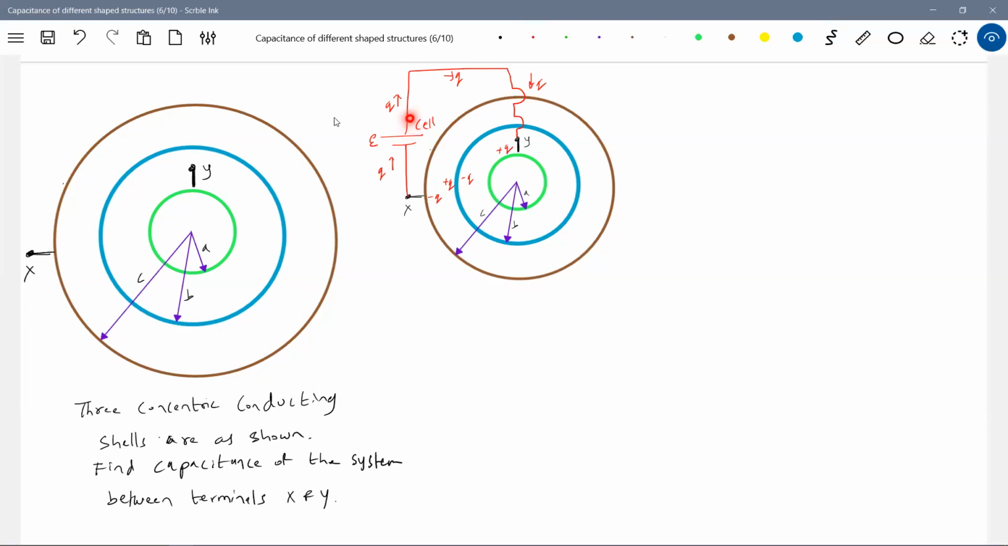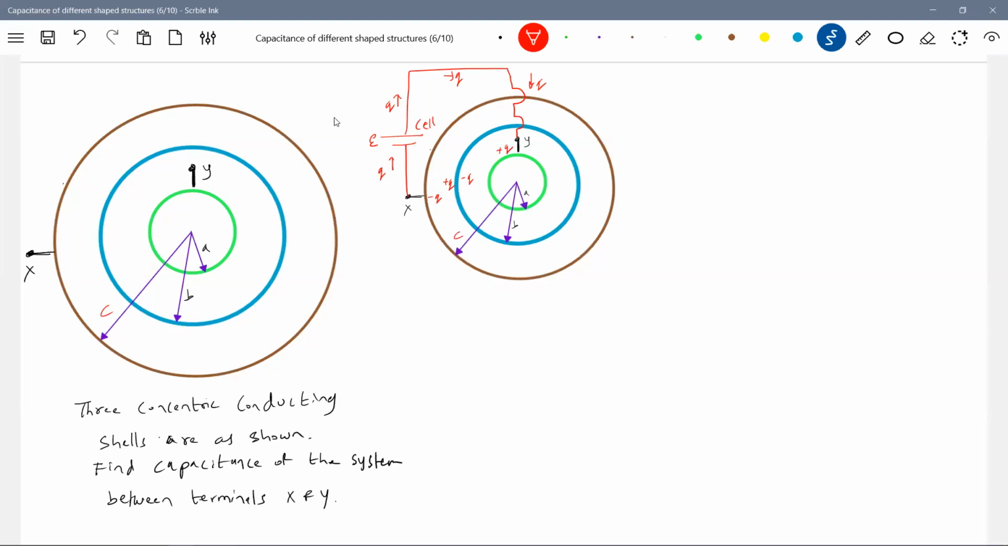Now you see that positive charge from the positive terminal of the cell will leave and get deposited on shell A. Then this will induce charge minus Q. There was no charge on the system, no? So all the shells were neutral. So it will induce minus Q and plus Q. What is the net charge of shell B? Still it is zero. Then this will induce charge minus Q. Then plus Q charge from the outer surface of shell C will enter the negative terminal. So the charge of the cell must be conserved.